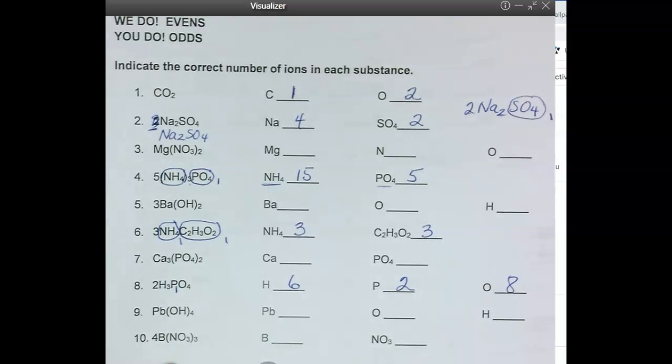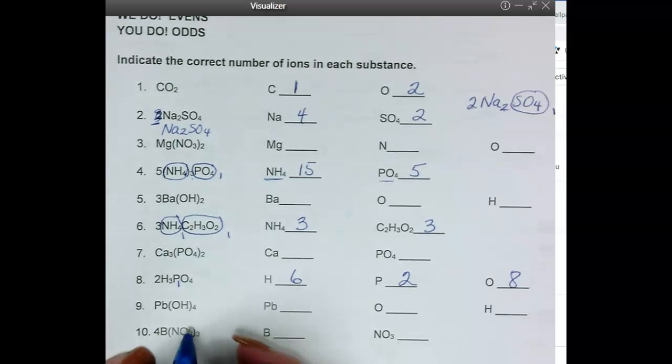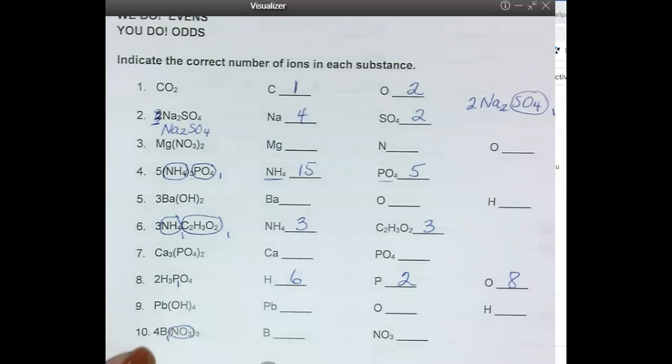And the last one here, I need boron, and then I need the nitrate. So the nitrate is going to be left together. So here's boron. There's no subscript, so that's understood to be a 1. There's a 4 out in front. Don't forget that 4. So 4 times 1 means I have 4 borons. 4 times 3, 3 nitrates here. There's a 4 out in front. Means I have 12 nitrates.